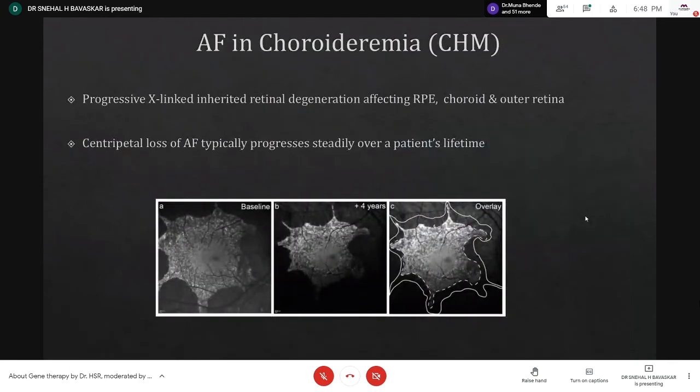Coming to another disease, choroideremia. The difference between this disease and the others we have discussed is that here they have actually quantified the area of involvement and not the intensity.